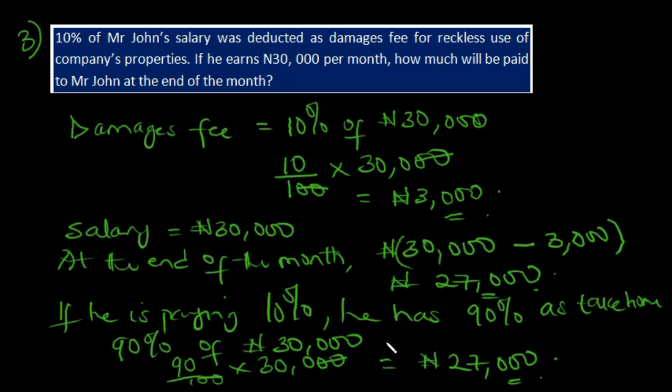Either way, we are trying to calculate a percentage decrease in something. So there's a 10% decrease in his salary, and we calculated that decrease, which we have used another name for, damages fee, to be 3,000 naira, and we've gotten how much will be taken at the end of the month.